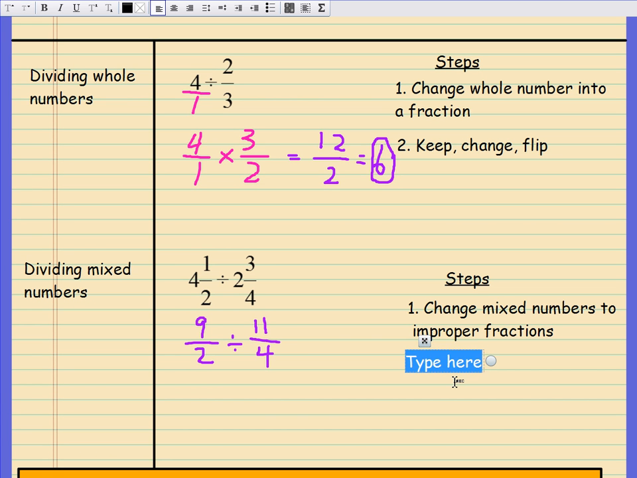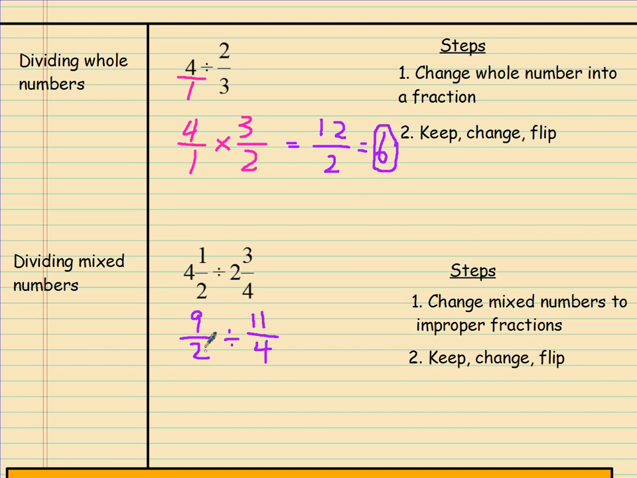Now, it's a division problem. Every single fraction division problem, we keep, change, flip. Keep the 9/2. Change the sign. We flip the last fraction. What do we get? 9 times 4 is 36. 2 times 11 is... Well, let me take a step back.